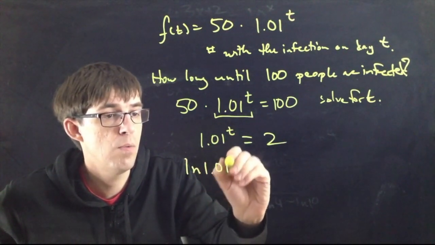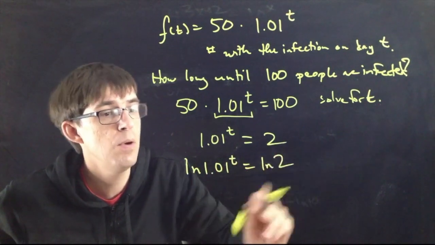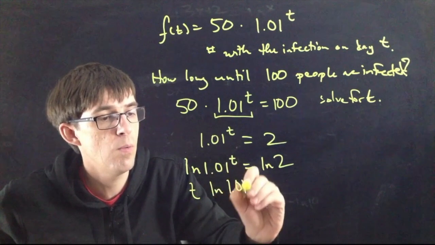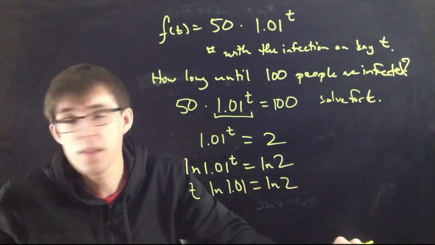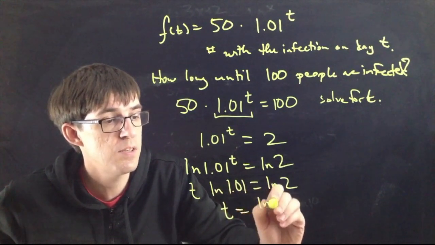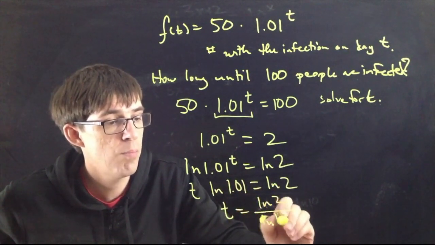Now to solve for t, you do the log on both sides. ln 1.01 to the t equals ln of 2. Move the t out front like we always do. t ln 1.01 equals ln 2. And finally, we can divide by this log to solve for t. t is ln 2 divided by ln 1.01.